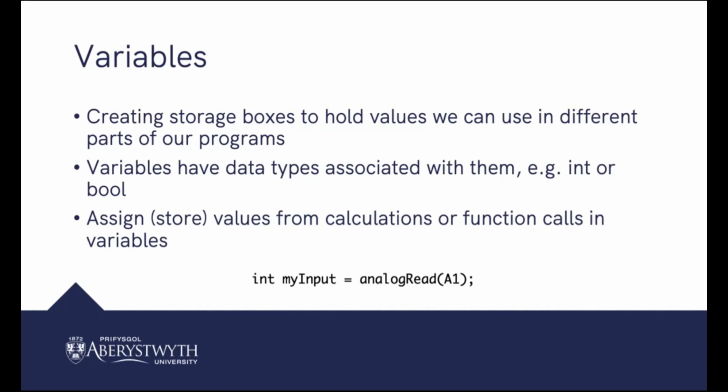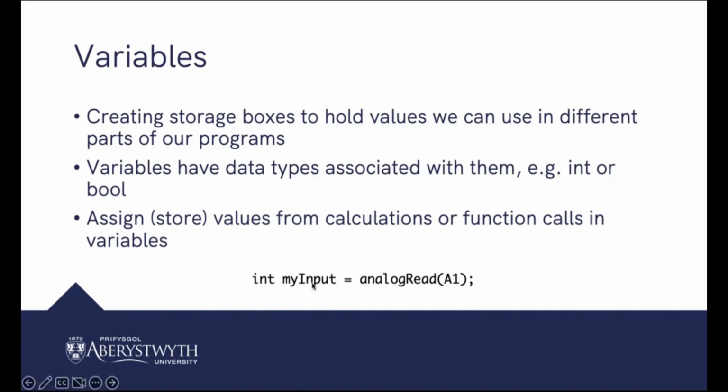And those values can come from a calculation that we've done or a call to a function. And that function, for example, could be something like reading from a sensor. That is actually calling a function called analogRead. And as a parameter, it's passing the pin that we want to read, and that's A1. And the value we want to store is always on the right-hand side of the equals, and the variable that we want to store it in is always on the left-hand side of the equals.